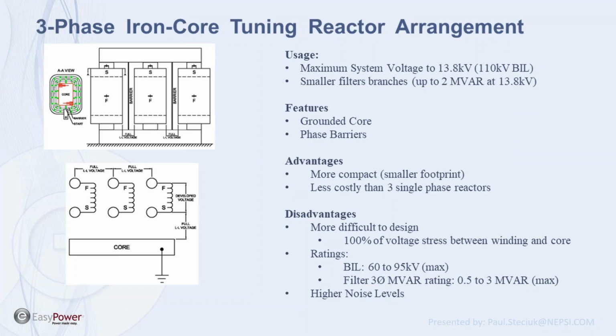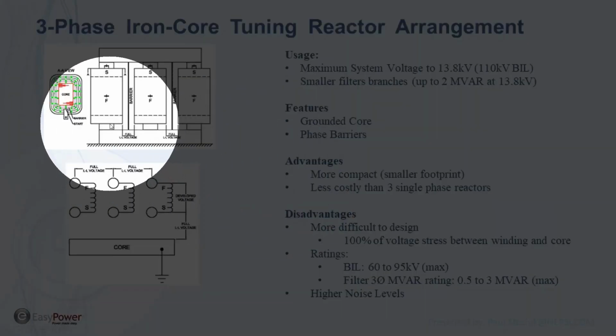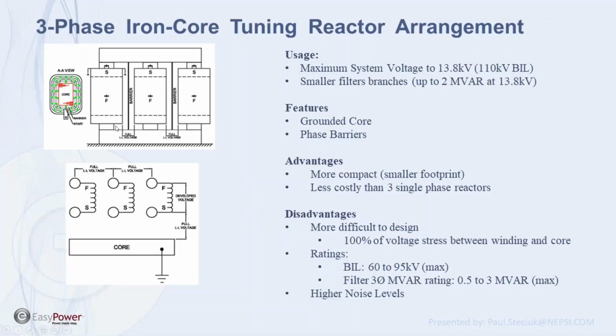You can have three-phase reactors. Three-phase reactors are more difficult to design. They have their limitations because they can get quite large. Because there's three phases, you would have to then ground the core, which means we have full voltage stress between the winding and the core. So typically these are available up to 13.8 kV, and it's difficult to get a 13.8 kV fifth harmonic filter reactor greater than 2 megabars. So we have some limitations in what can be done.